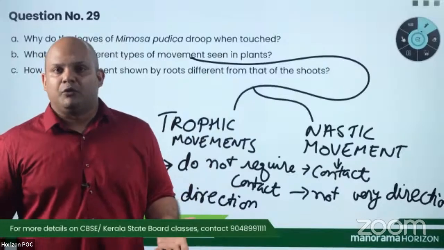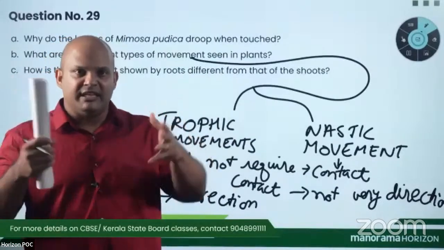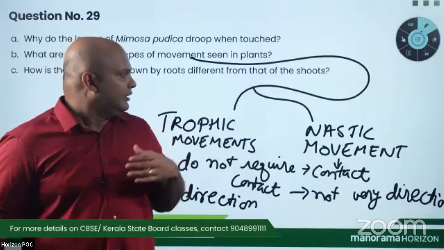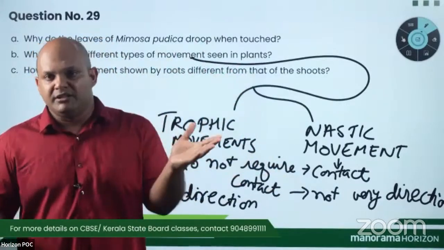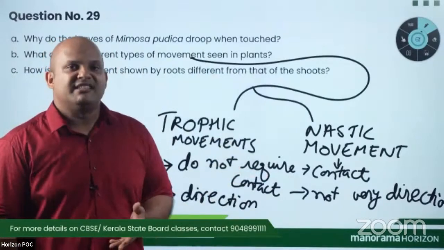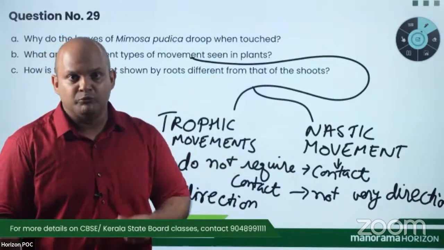You don't require contact for them. The sun is not in touch with the plant, right? On the other hand, nastic movements require contact. So Mimosa pudica, when you touch it, it shuts down. That is an example of nastic movement. You require physical contact for this movement to happen.